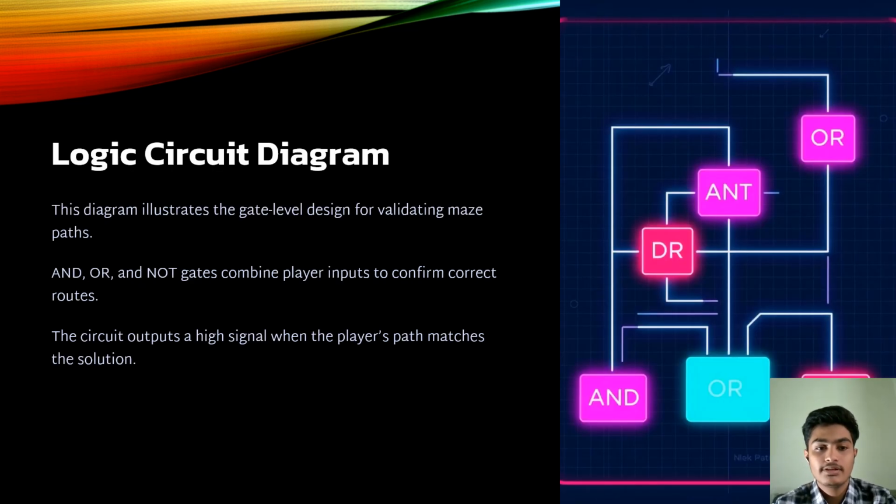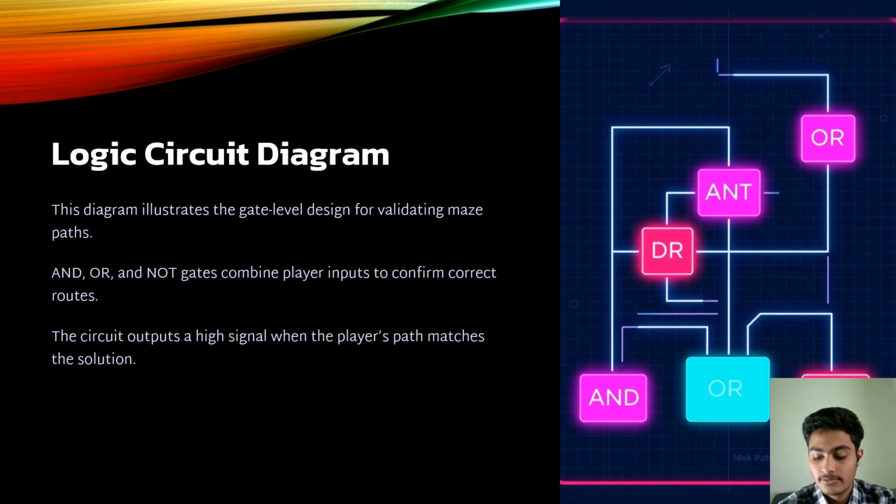Now we will see the logical circuit diagram. This diagram illustrates the gate level design for validating maze paths. AND, OR and NOT gates combine inputs to confirm correct routes. The circuit outputs a high signal when the player's path matches the solution. This is basically the circuit diagram in which AND, OR, and NOT gates are used.